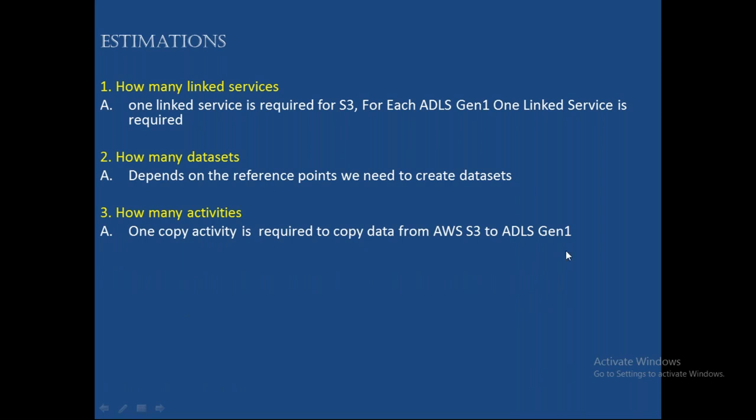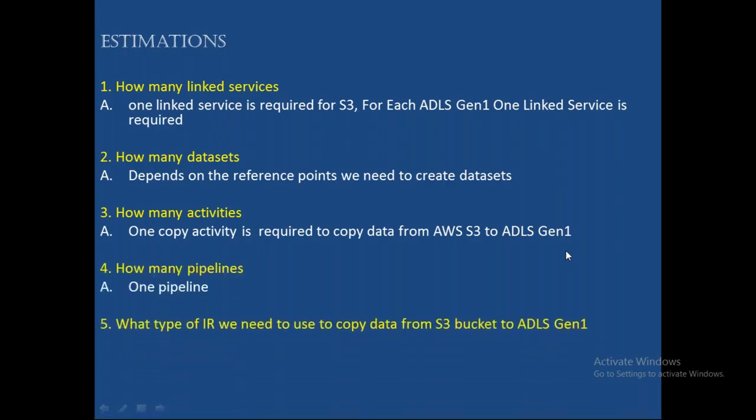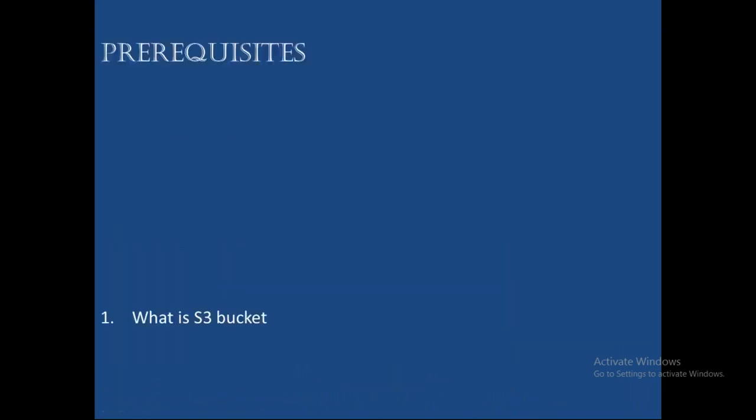But if you want to copy multiple folders of S3 into ADLS Gen1, you need to use ForEach as well. How many pipelines? One pipeline. What type of integration runtime are we going to use to copy data from S3 bucket to ADLS Gen1? It is the Azure integration runtime, or you can also use the self-hosted integration runtime.